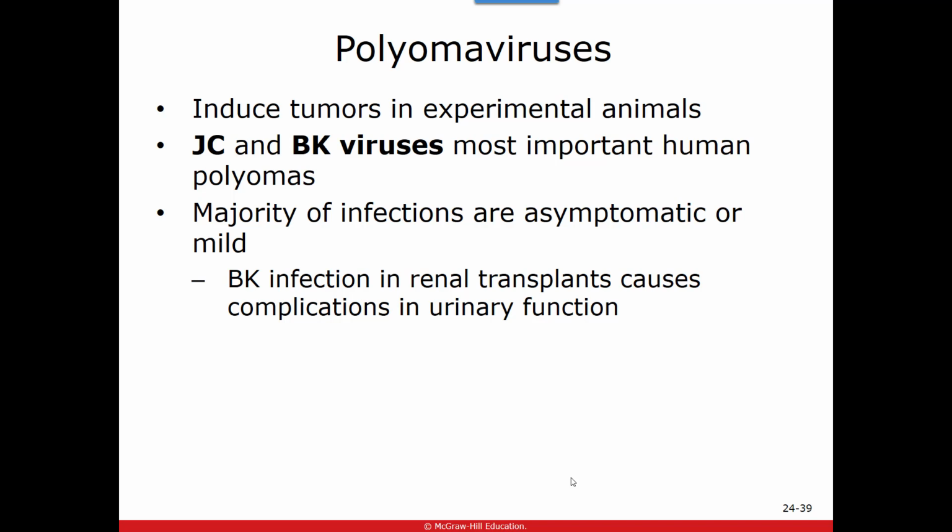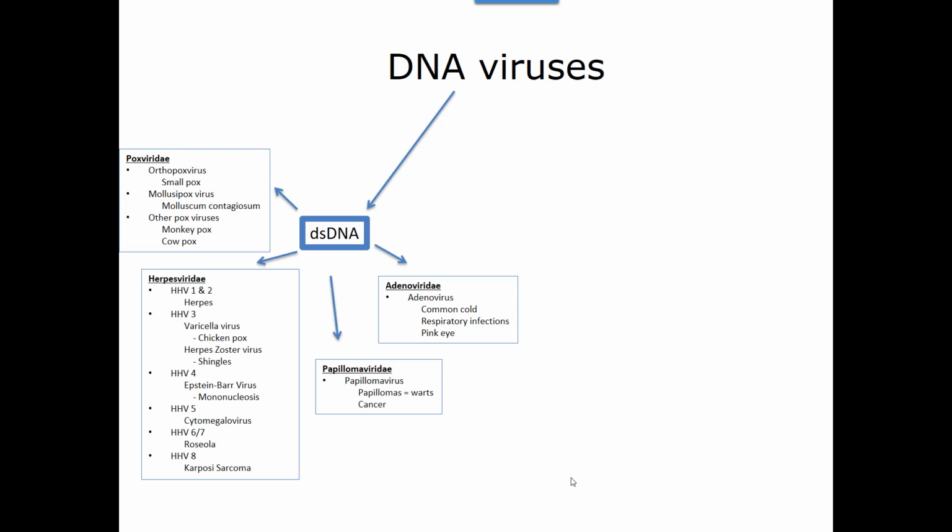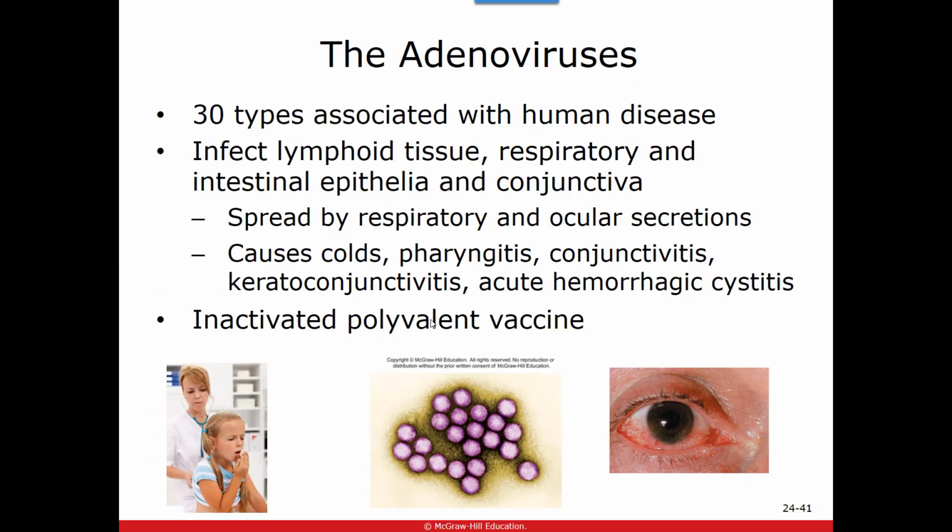Now, onto our last group of double-stranded DNA, and it's in our Adenoviridae group. So it's our adenoviruses. Now, there are 30 types of adenoviruses, all associated with human disease. They infect the lymphatic tissue, the respiratory tissue, your intestinal tract, your eyes. It's spread by respiratory droplets. It's spread by secretions from your eyes.